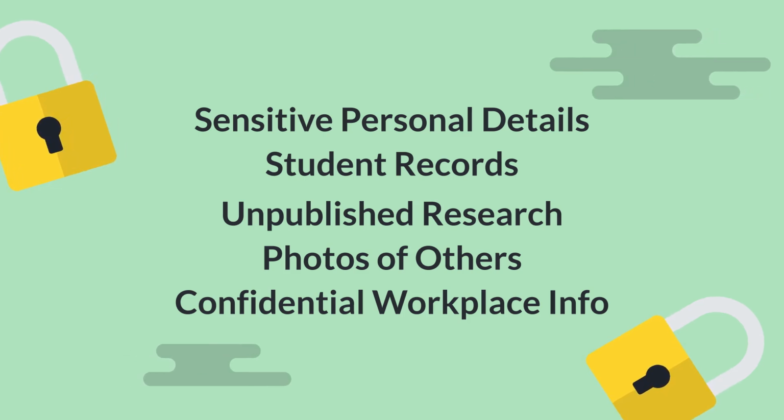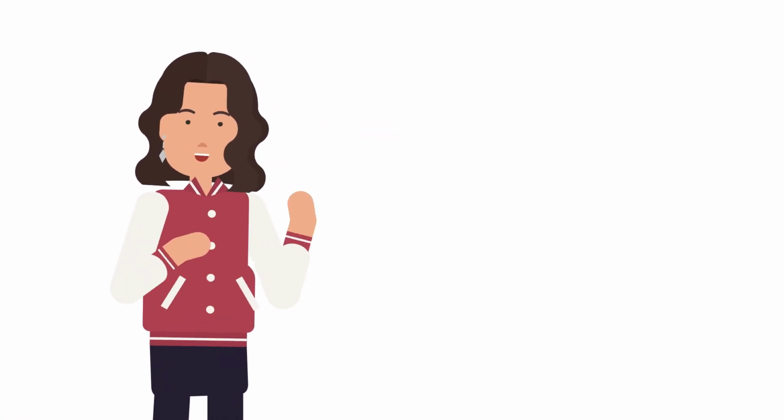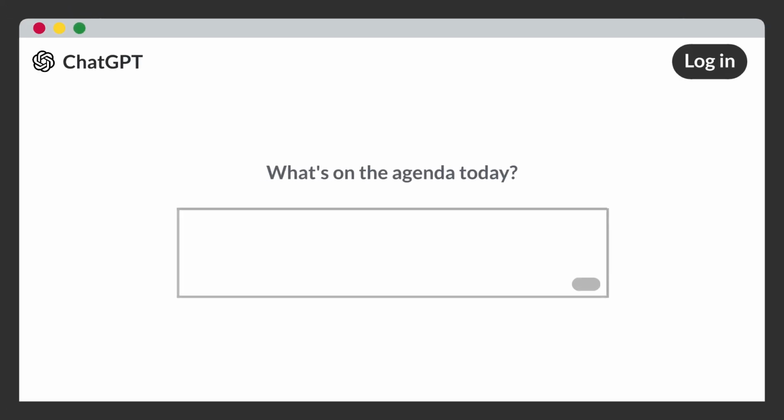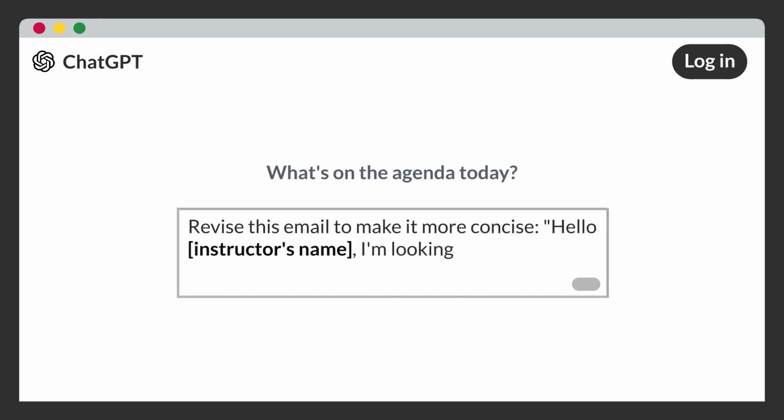Remember, you're sharing information with tech companies and potentially other users, so be mindful about what you include in your prompts. Instead of sharing real information, use placeholders or fictional examples. For instance, if you engage with AI to revise an email asking for help with an assignment, don't include the instructor's name or personal details. Replace them with generic terms like "instructor's name" or "course name." This way, you still get useful output while protecting privacy.